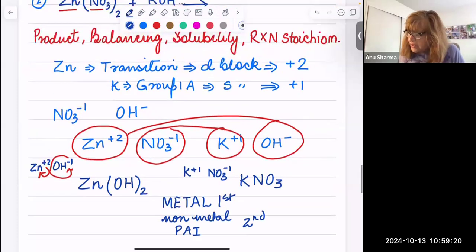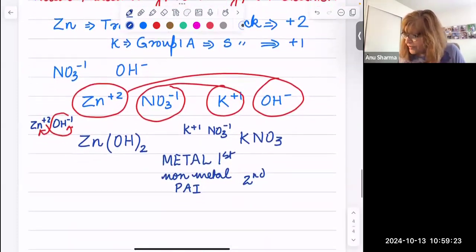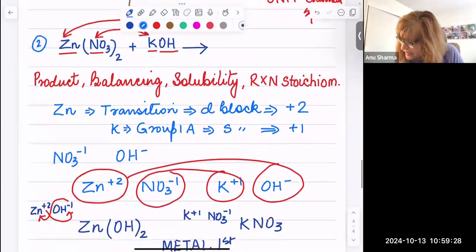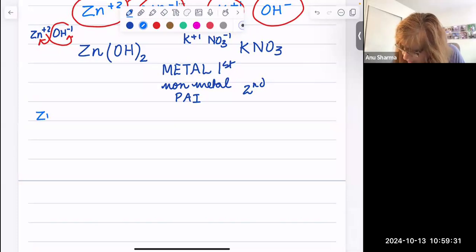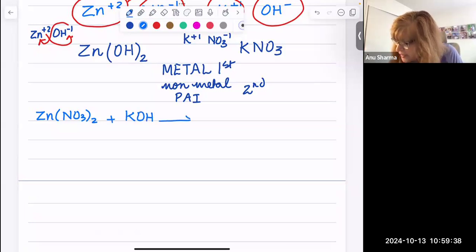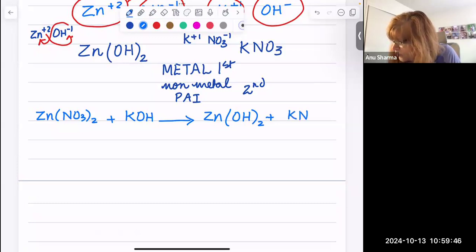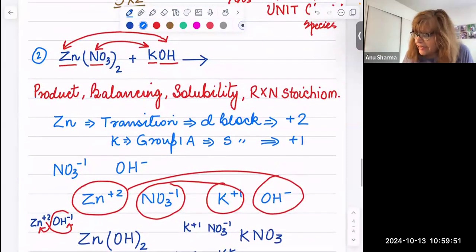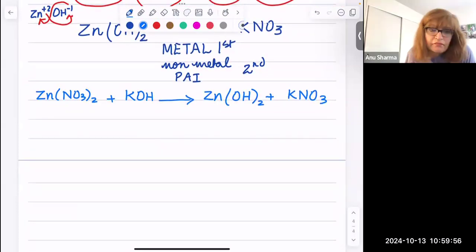Now, what do we have? We are going to write down the full equation: zinc nitrate and KOH gives you Zn(OH) whole twice plus KNO3. Okay, so that's the second kind of question, like I said: identifying the products, then balancing. So let's look at the balancing now.